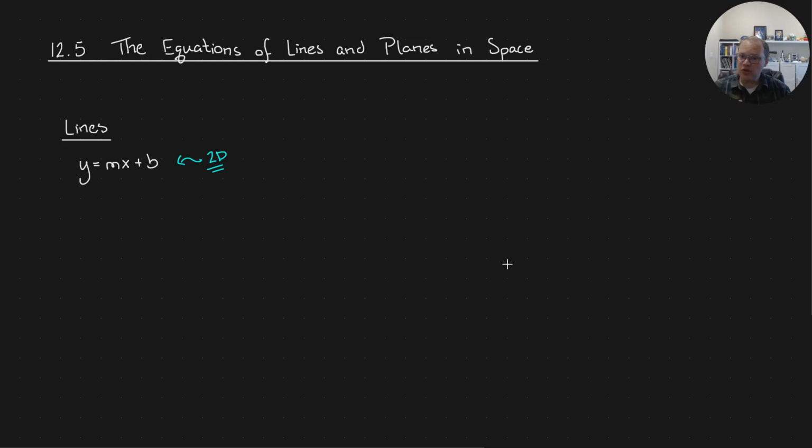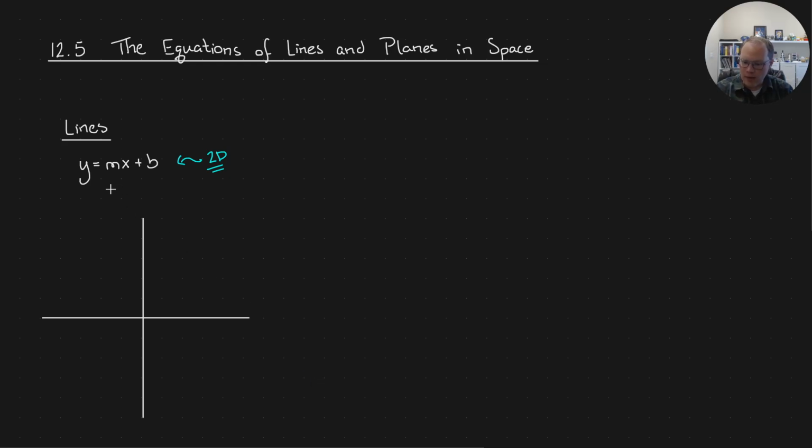Okay? But lines are so important. We want to be able to express the equation of a line in any number of dimensions very easily. So we need to somehow adapt this idea so that we can express the equations of lines in 3 dimensions, or even 4 dimensions or 5 dimensions if we wanted to. So what we're going to do is use our knowledge of vectors to describe the equation of a line. All right? So I'm going to draw everything in 2D to begin with.